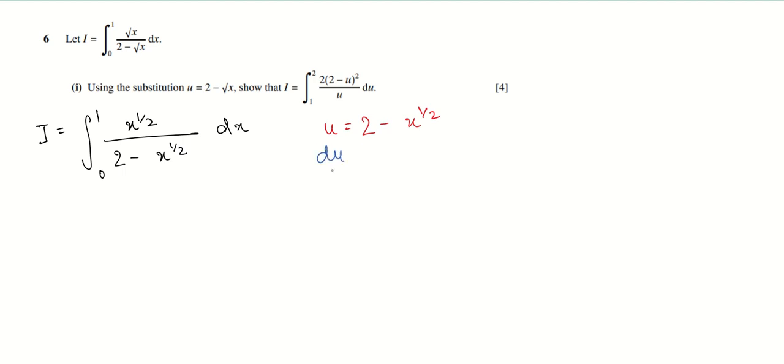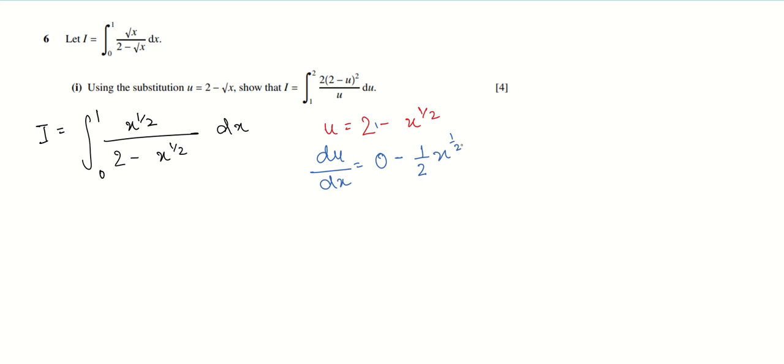So du by dx is equal to 0 minus, and okay, so x to the power of 1 by 2, you'll multiply it with the coefficient of x, which was 1.